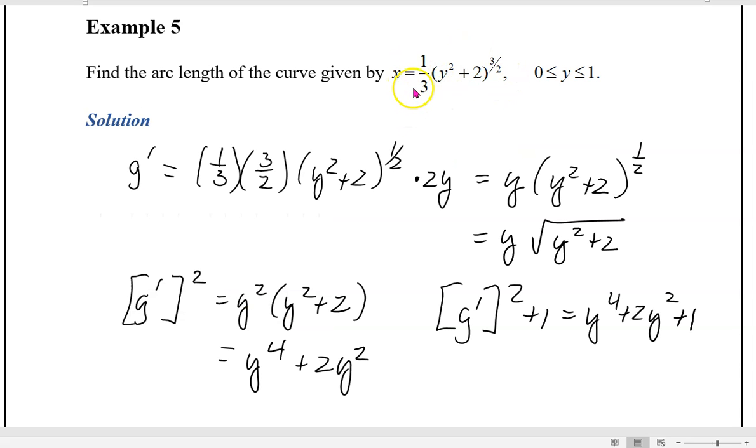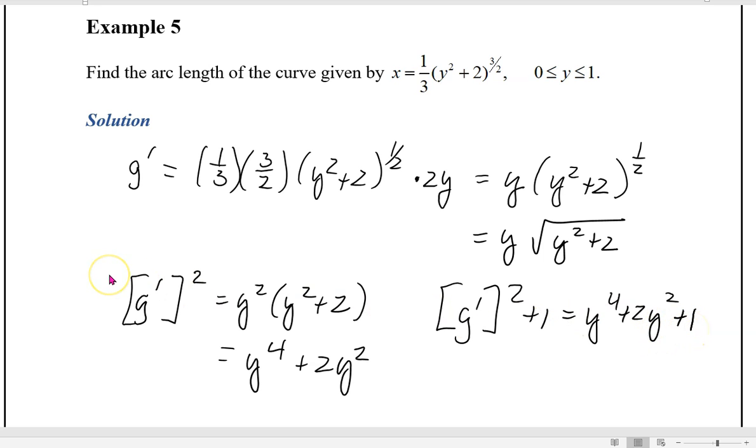Note that we have to apply the chain rule and the power rule here. The 3/2 comes to the front and multiplies by the 1/3, and we reduce the power by 1. Then we have to take the derivative of the inside function, y squared plus 2, and multiply by its derivative, 2y. Simplifying, we get y times the quantity y squared plus 2. Now we take this and we square it, which gives us y squared times the quantity y squared plus 2, or y to the 4th plus 2y squared. Then we add 1 to it to obtain the polynomial y to the 4th plus 2y squared plus 1.